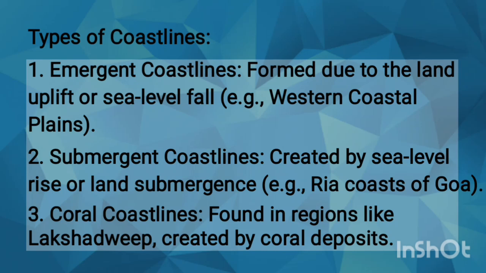The coastlines can be categorized into three types. Emergent coastlines are formed due to land uplifting or sea level fall, as seen in the western coastal plains. Submergent coastlines are created by sea level rise or land submergence, such as the coast of Goa. And coral coastlines are found in regions like Lakshadweep, formed by coral deposits.